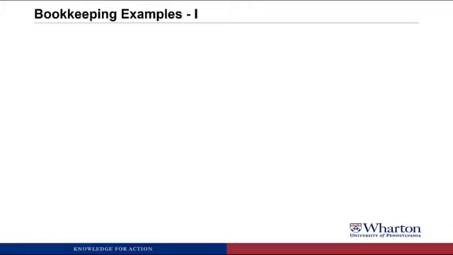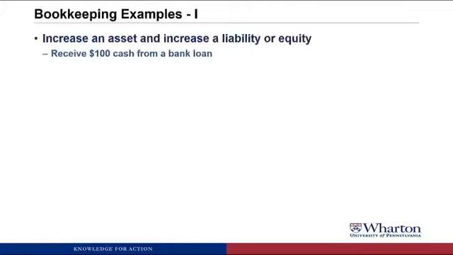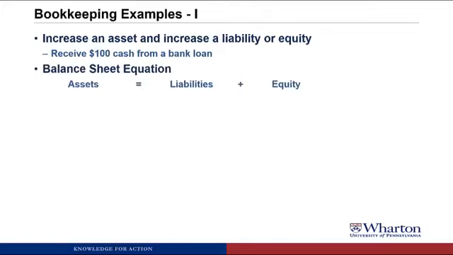Okay, let's reinforce everything that we've learned with a series of 4 examples. In the first example, we're going to increase an asset and then increase either a liability or equity. In this case, we receive $100 cash from a bank loan. The accounts involved are cash and notes payable, both of which increase by $100. On the balance sheet equation, assets would go up by $100, that's the cash. Liabilities would go up by $100, that's the note payable or obligation to the bank, and equity is unchanged.